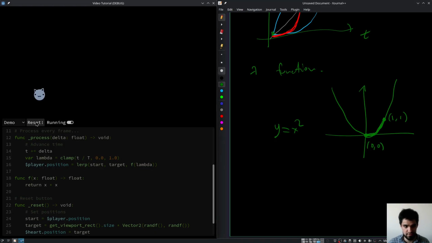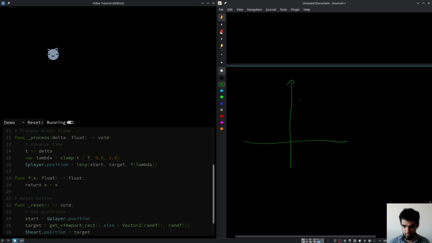So if we now reset, as you can see, the cat speeds up after I press the reset button, and it eventually reaches the heart. So this is an example of how we can do an ease out with the same linear interpolation, just easing with a function. A similar would be to do, well, what if we had a parabola that is like this? So all we need to do is flip everything on its head.